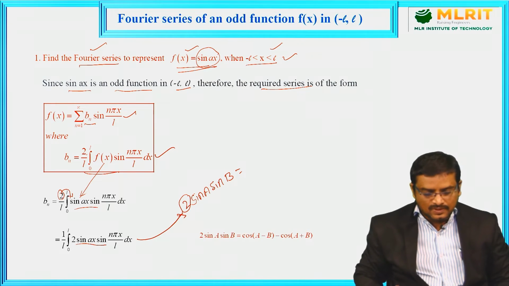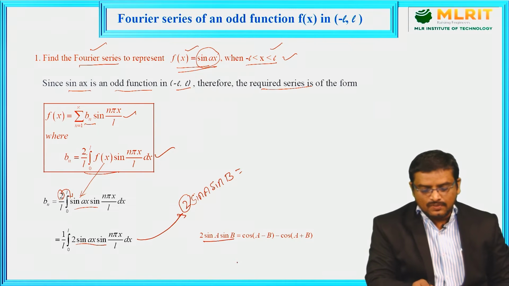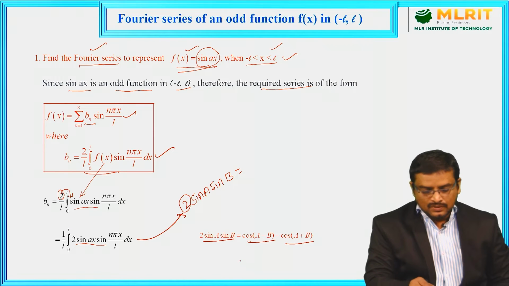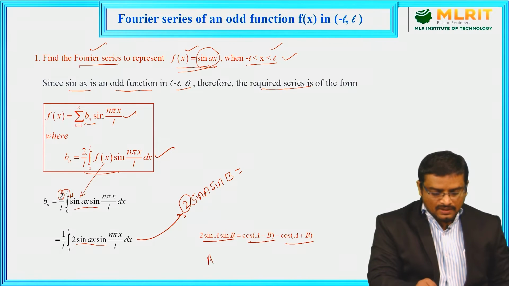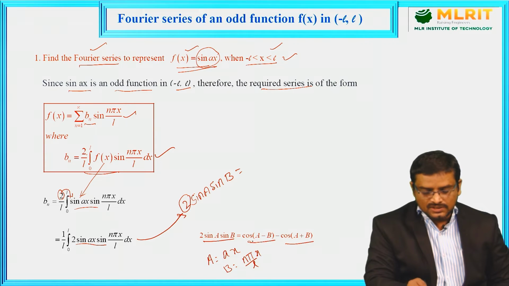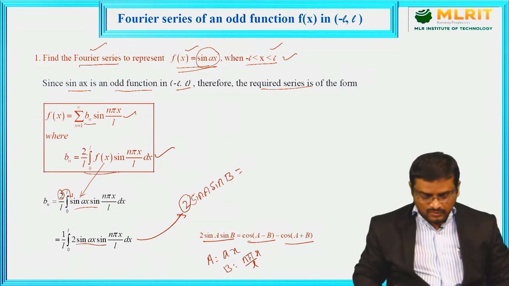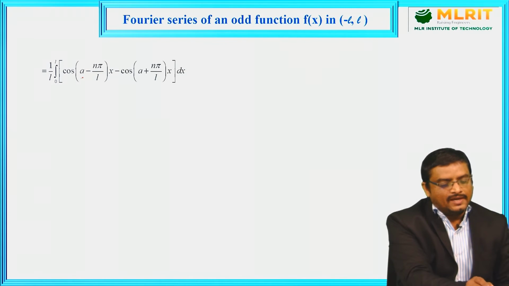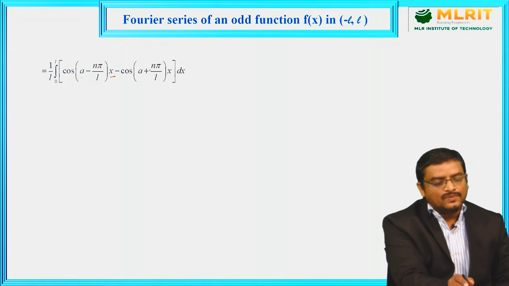Now apply that formula. We have 2 sin a sin b is equal to cos of a minus b minus cos of a plus b. Here capital A is equal to ax, and capital B is equal to n pi x by L. Now substitute the a value and b value, so you will get cos of ax minus n pi x by L, taking x common, minus cos of a plus b. This is our required form here.